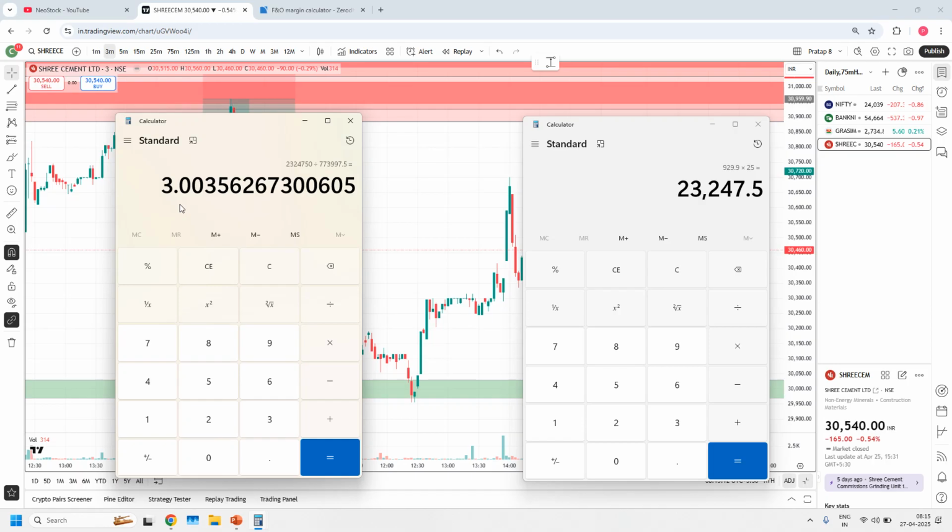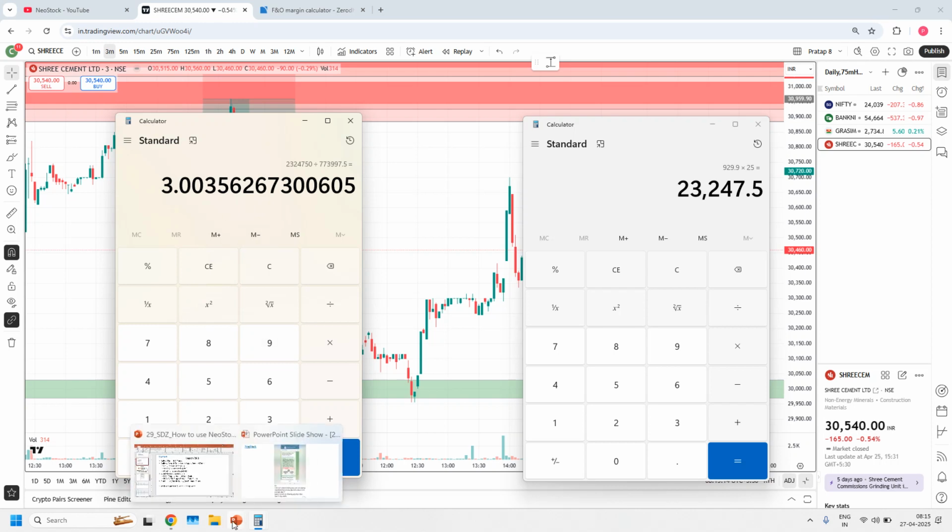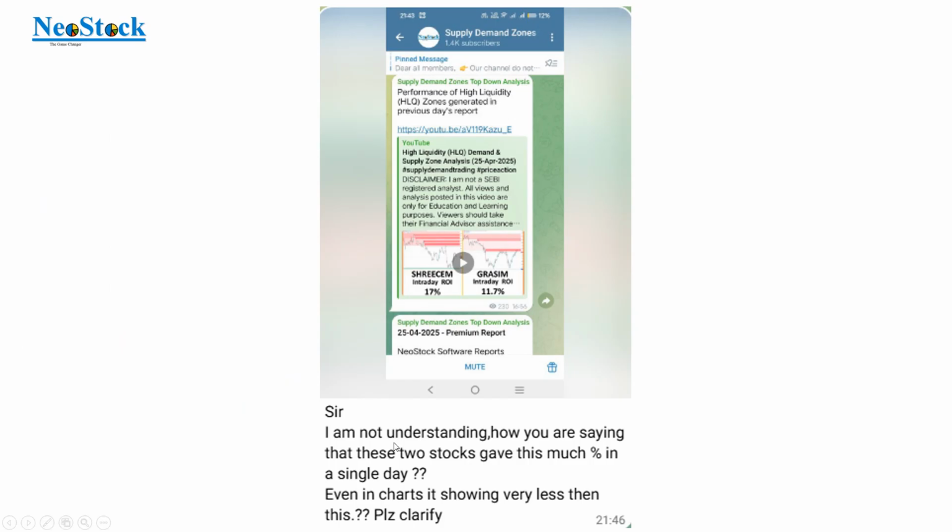Probably the one who asked me this question saw that even in the charts it is showing much less than this. Please clarify. Probably he calculated in the cash segment without any margin. That's why he was surprised how we got 17% profit. Maybe he thought I did some wrong calculation. That's why he asked this question, and that's why you all got an opportunity to listen to this video today. Otherwise, I would not have made it. I thought you were all aware of these concepts.